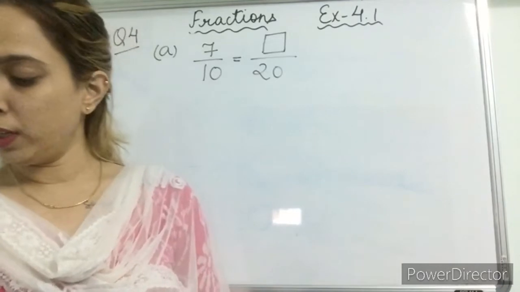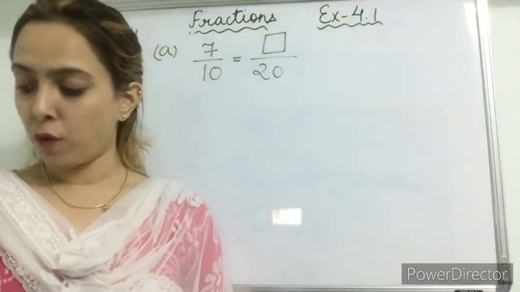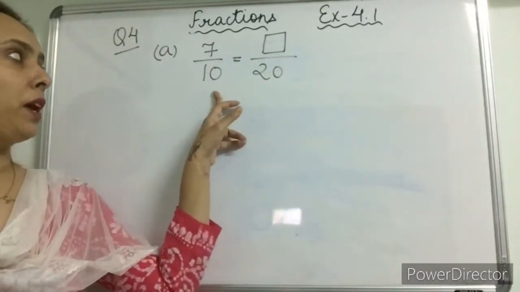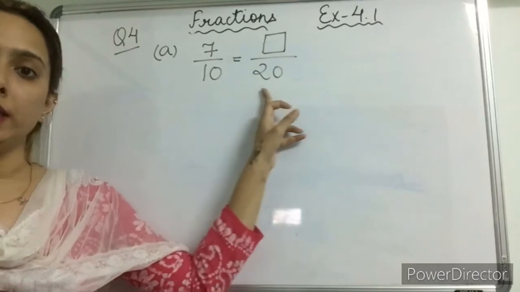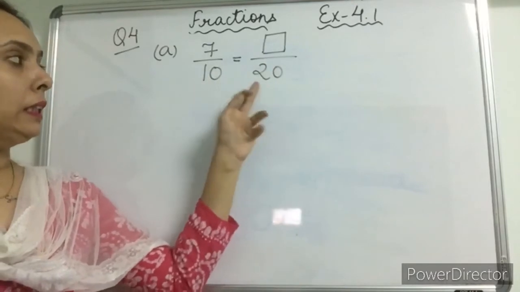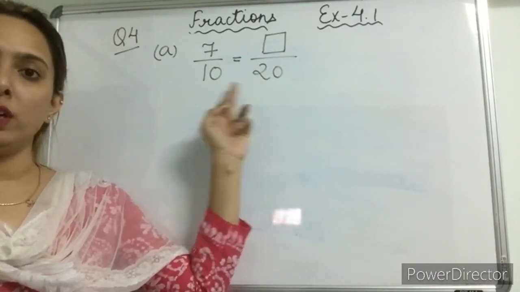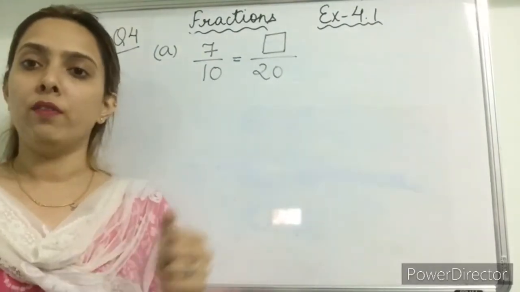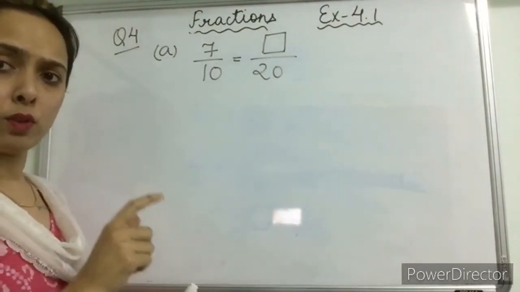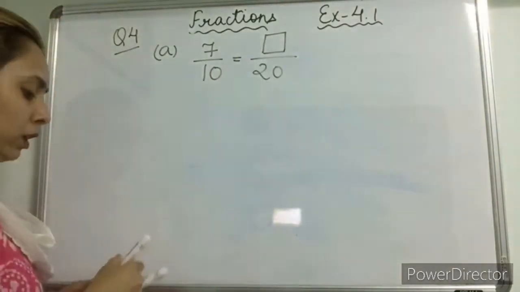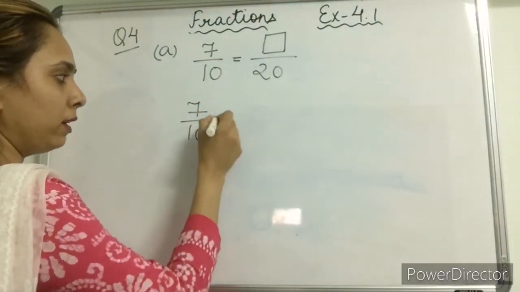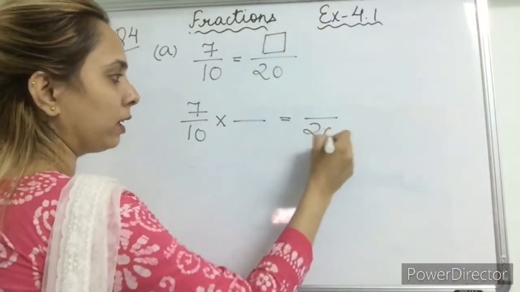Now question number 4 is fill in the blanks for equivalent fractions. So here you can see that one fraction is 7 upon 10 and the other fraction is a dash upon 20. So this is the equivalent fraction for 7 upon 10. How will we find out the equivalent fraction? What number will we get here? So for such kind of questions, what you are going to do is you will write 7 upon 10 here, and then you will write the answer here.